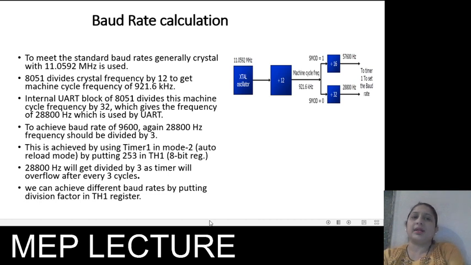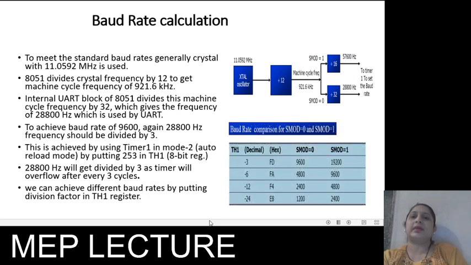Now, to achieve the baud rate of 9600, 28800 hertz is divided by 3. This is achieved by using timer 1 in mode 2. Hope everyone knows that mode 2 is an auto reload mode, where we can put the value 253 in TH1, that is an 8-bit register. 28800 hertz will get divided by 3 as the timer will overflow after every 3 cycles. We can achieve different baud rates by changing the values, by putting the division factors in the TH1 register.